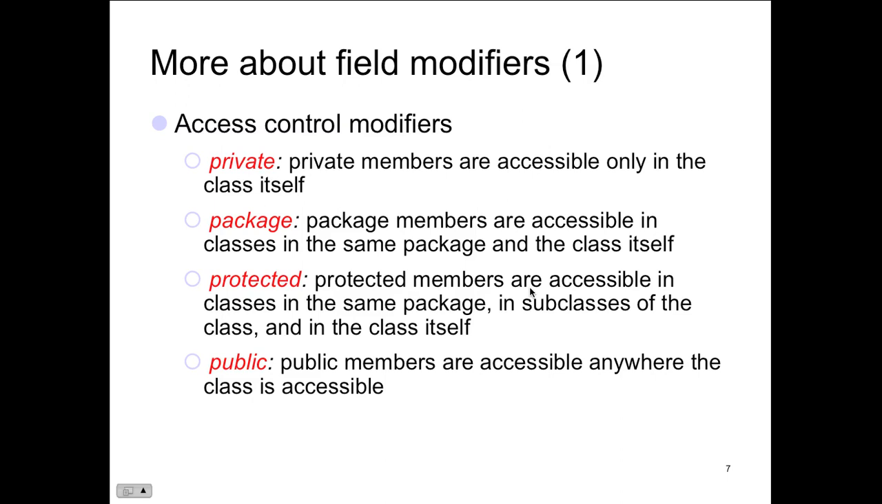Protected members are accessible in the same package, in subclasses, and in the class itself. It's protected only if it's used in inheritance. Same concept in C++. Inherited classes from the class can use it as if it was public, but outside of the class, it can't be accessed. It's private outside and protected inside, essentially. And then public, they're accessible anywhere from the class, that is, wherever the class is accessible.